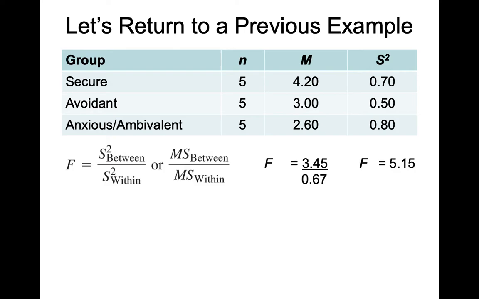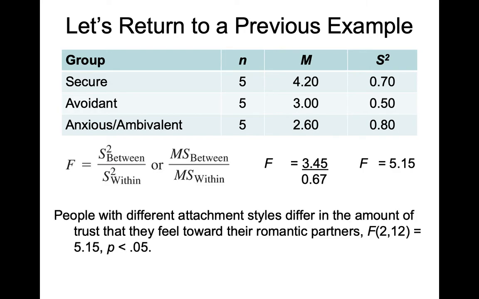All right. Now, what I want to do is return to the previous example that we had in the last lecture. This was looking at the amount of trust that people report in their current relationships if they have a secure, avoidant, or anxious-ambivalent attachment style. We had previously calculated an F of 5.15, which was a statistically significant result. And so we were able to say that people with different attachment styles differ in the amount of trust that they feel towards their romantic partners.